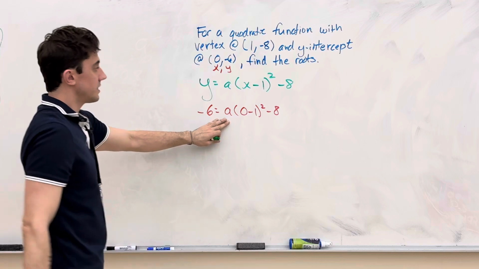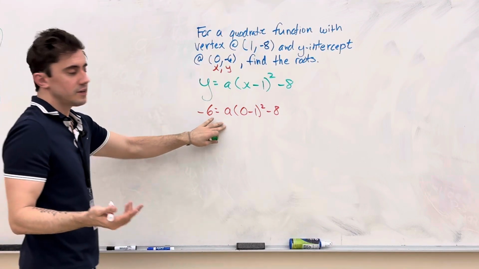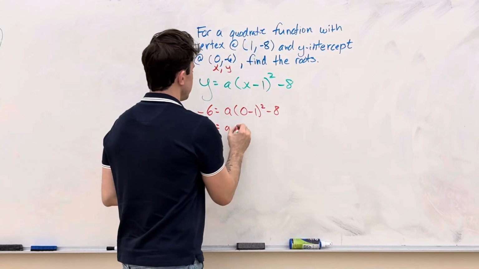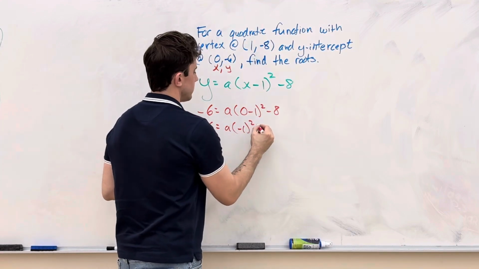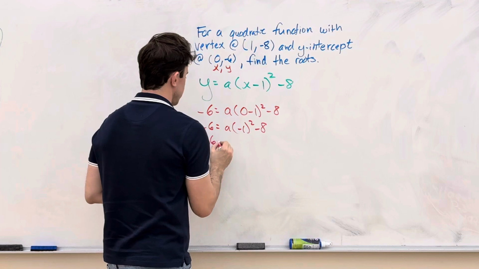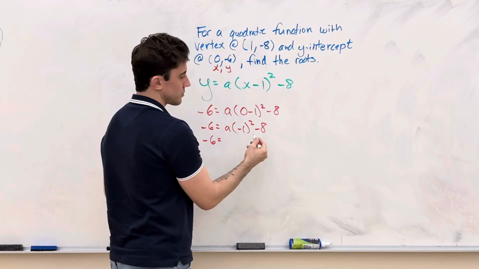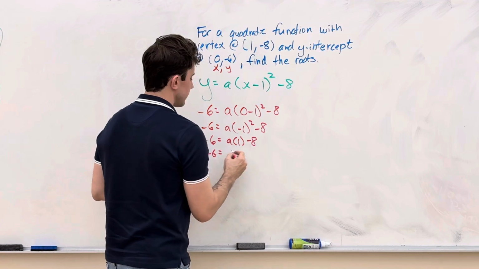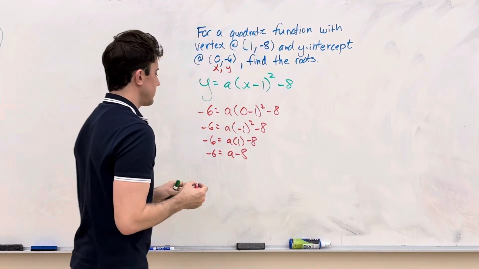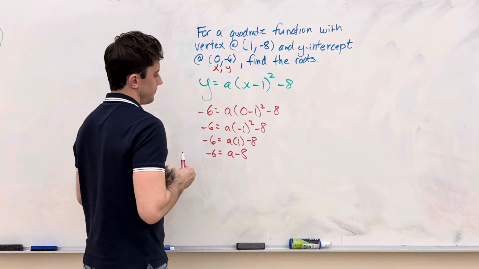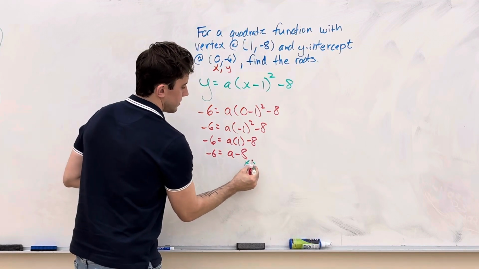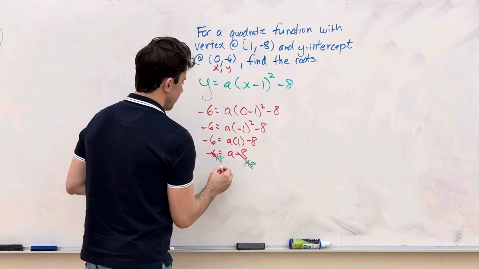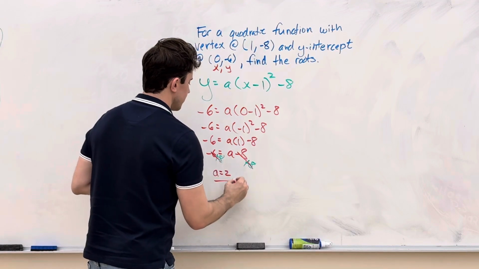And now you'll notice that this is an equation with only one variable, and so we can solve for a. We'll have -6 is equal to a times -1 squared, which is simply 1. And so -6 is equal to a times 1, which is simply a, minus 8. And then of course, I'll be nice here and show my algebraic steps. We add 8 to both sides, and of course we find that a is equal to +2.